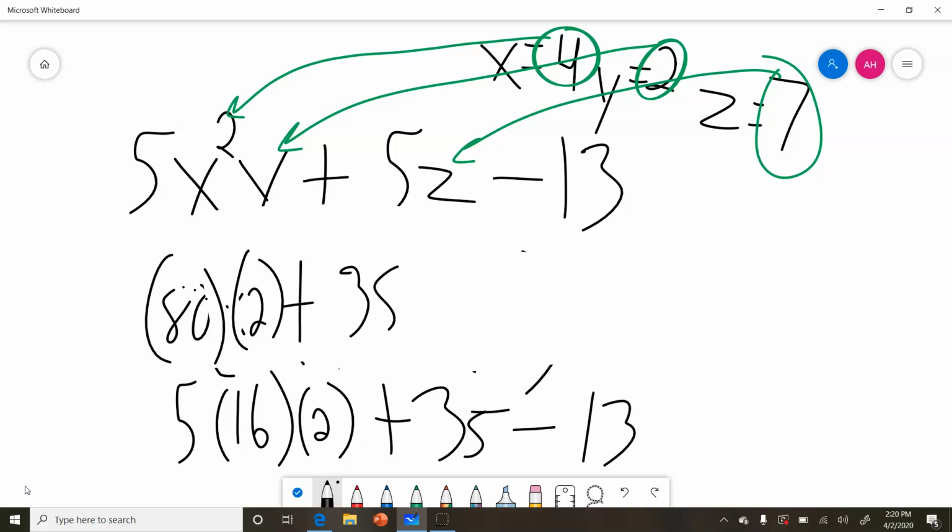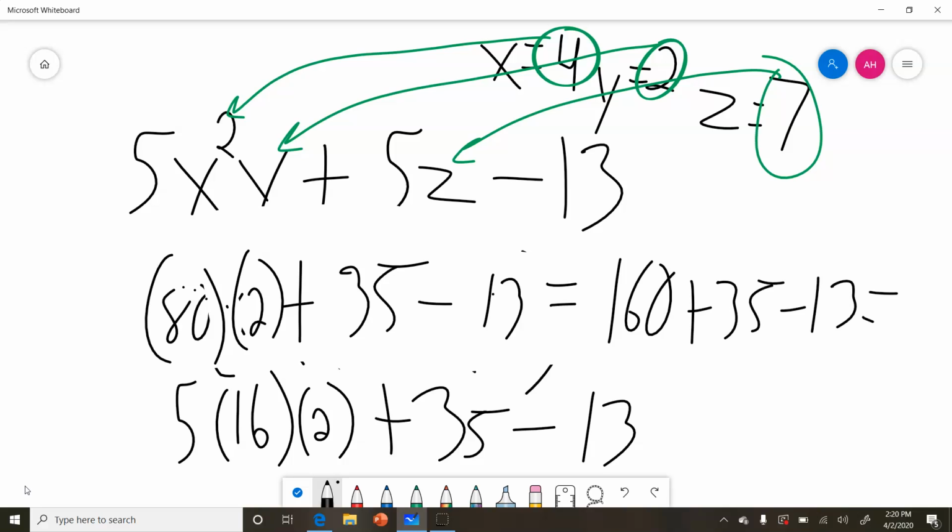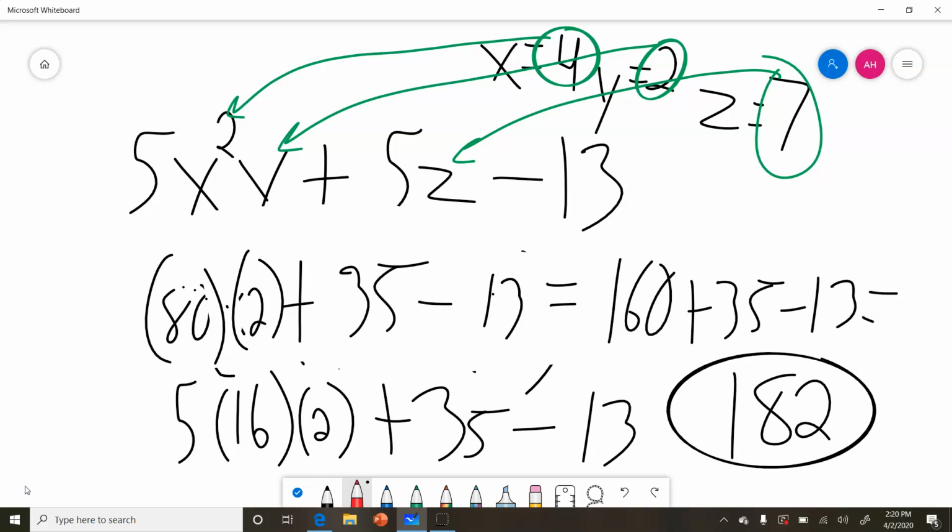plus 35 minus 13. Okay, now that equals 80 times 2, you can probably do in your head, is 160 plus 35 minus 13. You punch that all in the calculator in one step. Plus 35 minus 13 equals 182 for our grand answer, okay? That's just by plugging this one in for the x, this one in for the y, this one in for the z. Okay, we just follow exactly what it says.